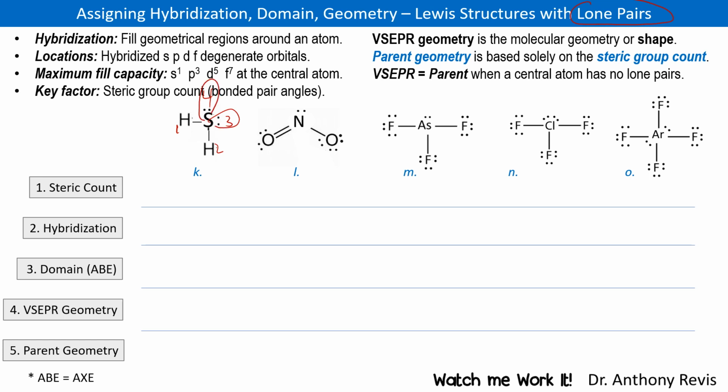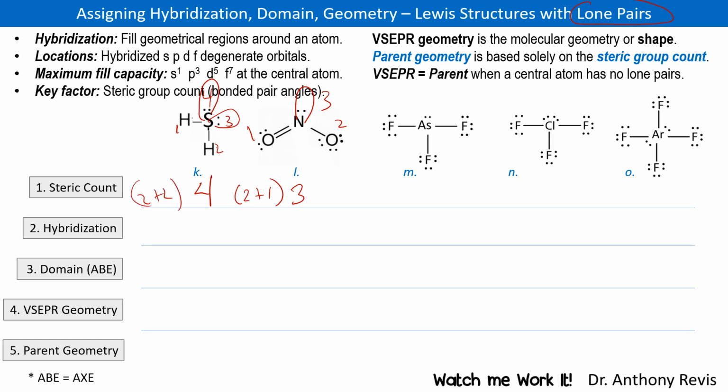If it fills up a region, it gets counted, and that is 4. In this case, we have 1, 2, and a third one here. So we see the steric count here is going to be 3. Okay, 2 bonded groups plus 1. So this is a 2 plus 1 bonded group here. This is a 2 plus 2 here.